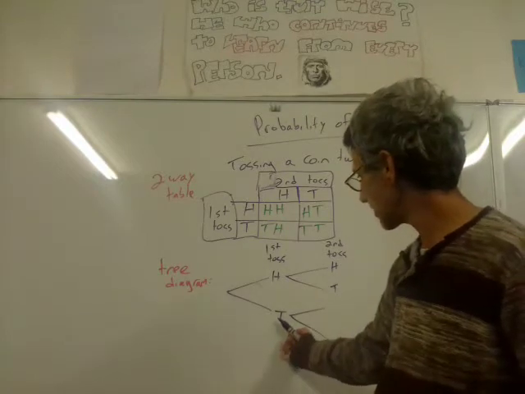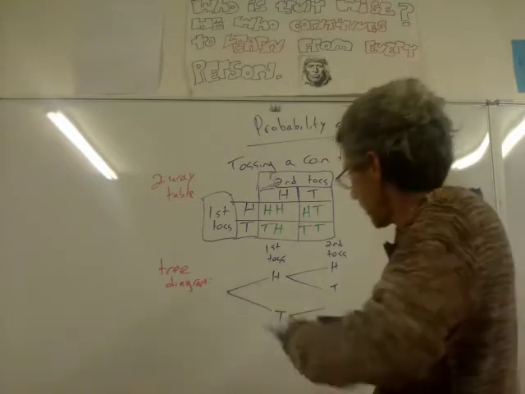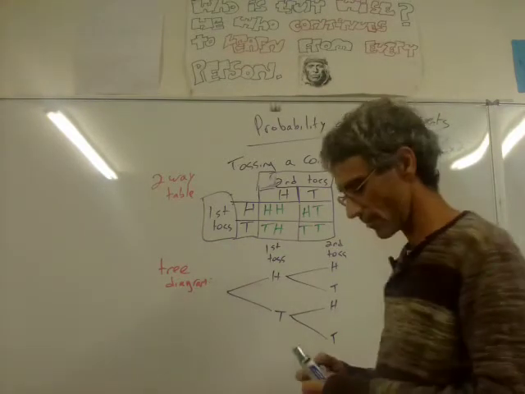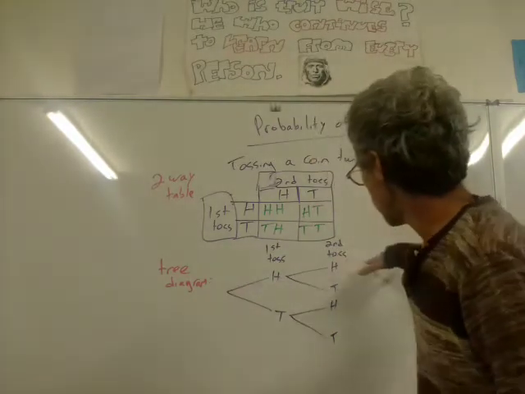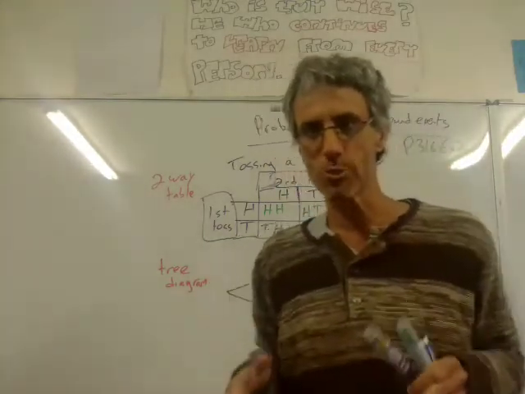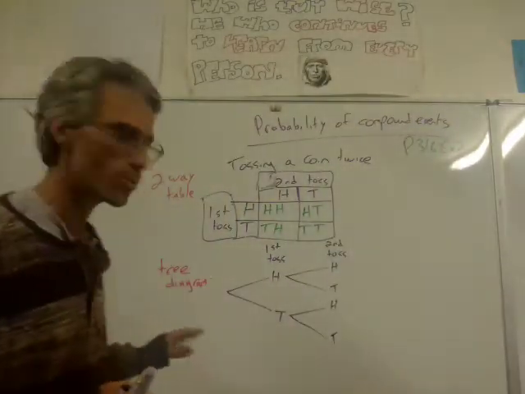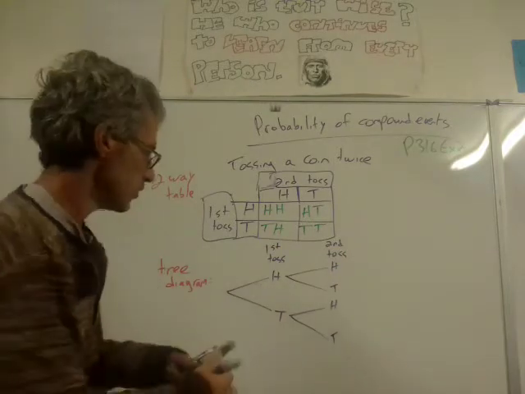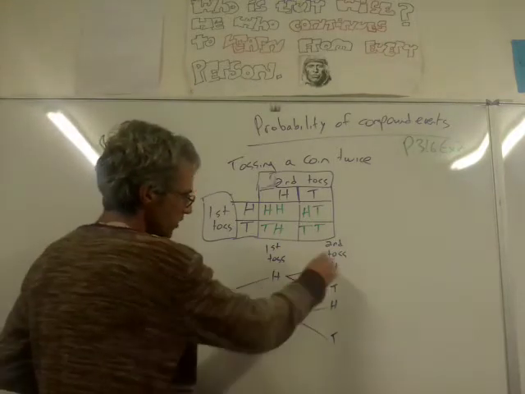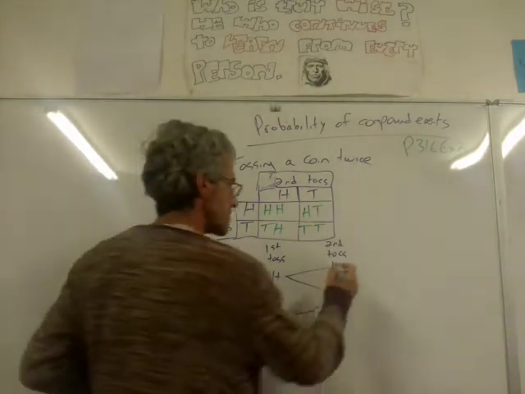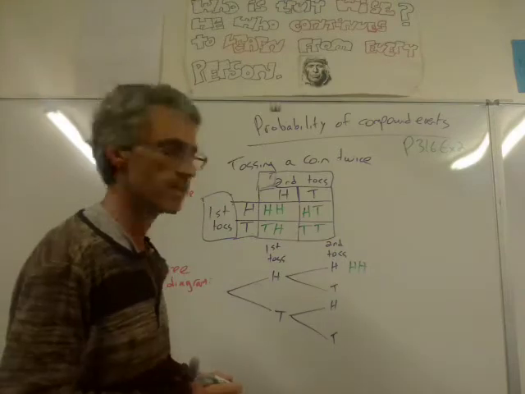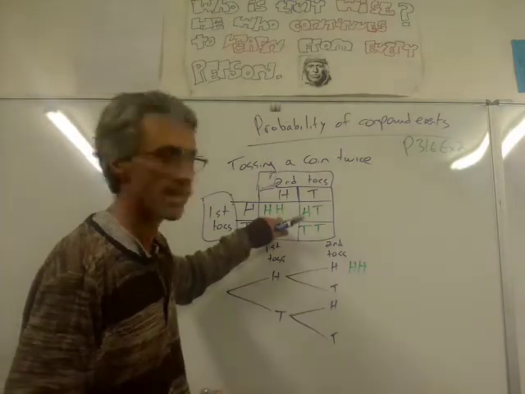If I got a tail in the first toss, now it splits again because I tossed the coin again, and I can get either a head or a tail. Now we can look at each branch. Each branch represents a certain chain of events. So if I go through this branch, I go through two H's. That means I got a head in the first toss and a head in the second toss. So that's like this.